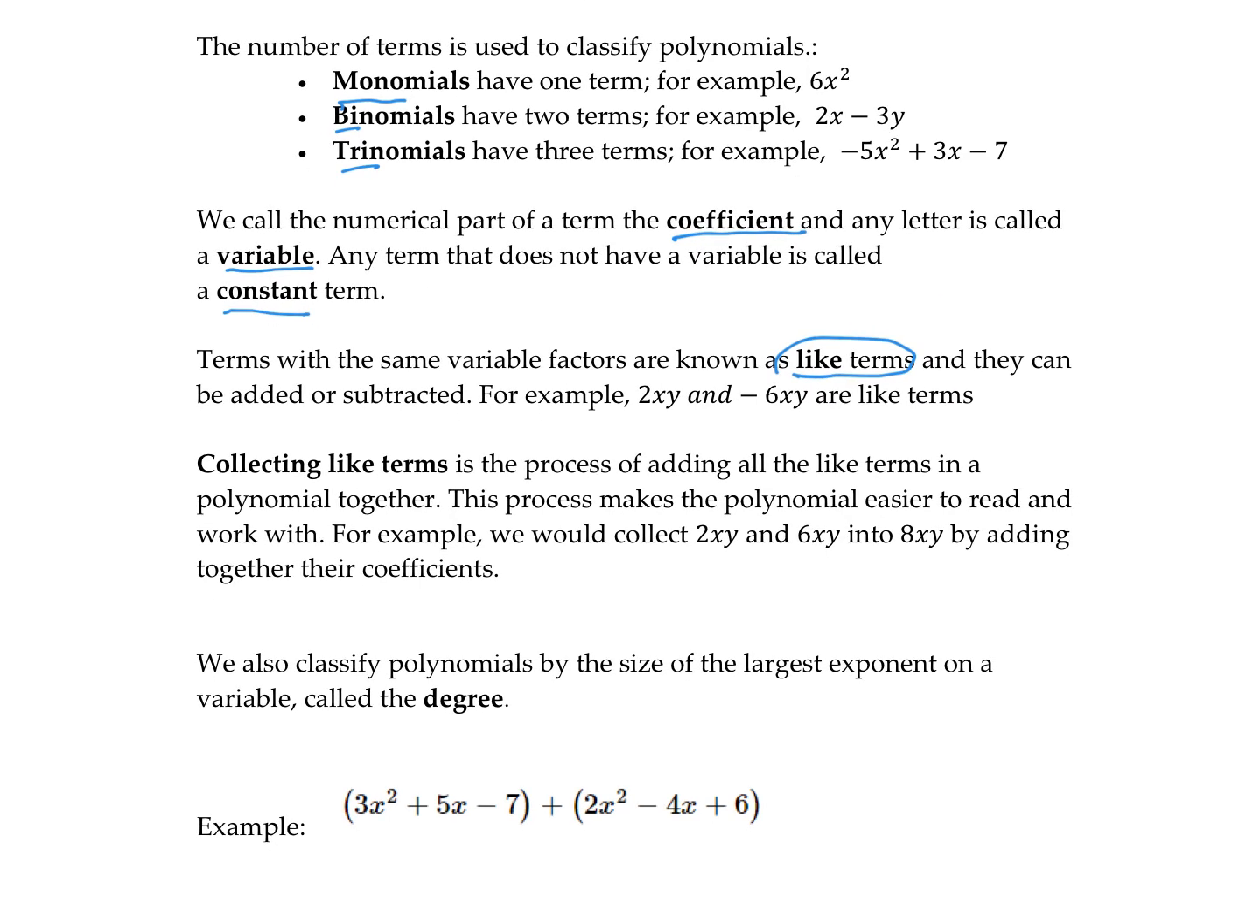So if we had 2xy and 6xy, we could add those together because the variables are exactly the same and they are like terms. So we could add the coefficients. 2 plus 6 is 8, and we would have 8xy.